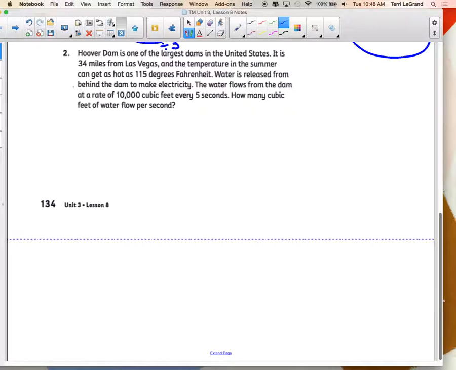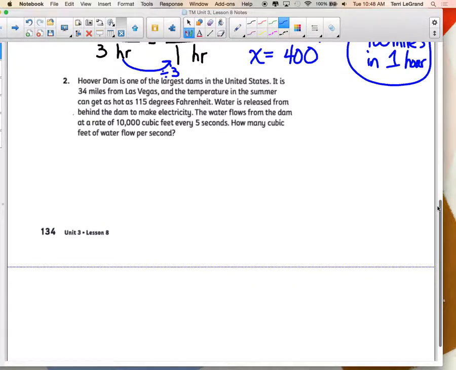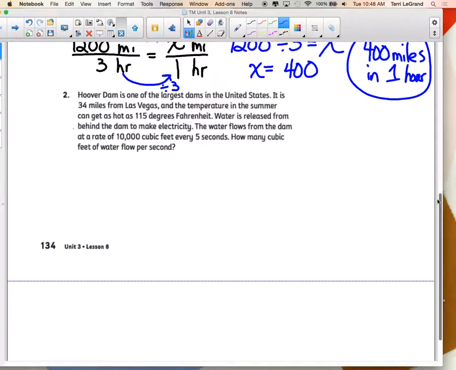Anybody ever been to Hoover Dam? Okay, all this information in here is actually quite true because I had a son who lived down there for 7 years, so I have visited Hoover Dam. And it is about 34 miles from Las Vegas, and it does get really hot there. 115 degrees is nothing for them. So, in the summertime, of course.